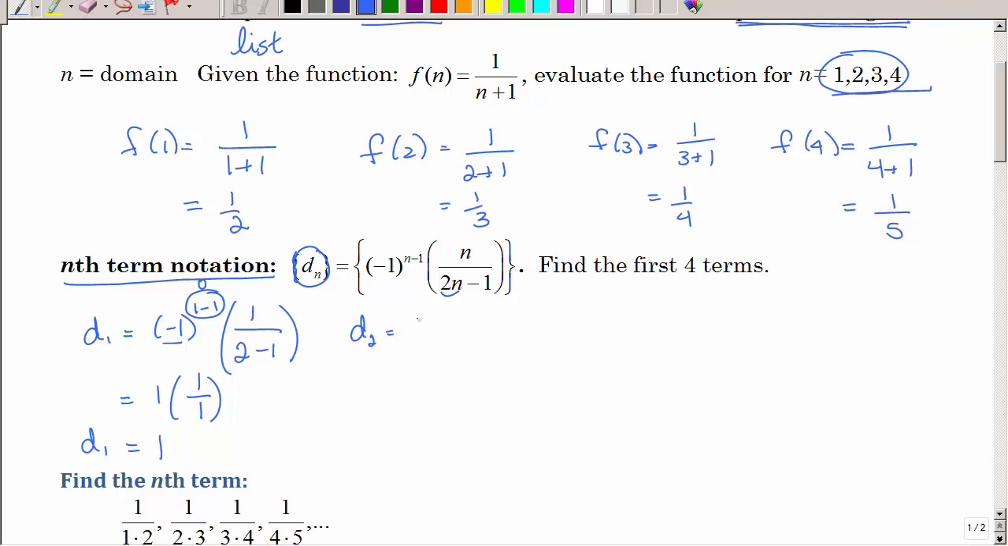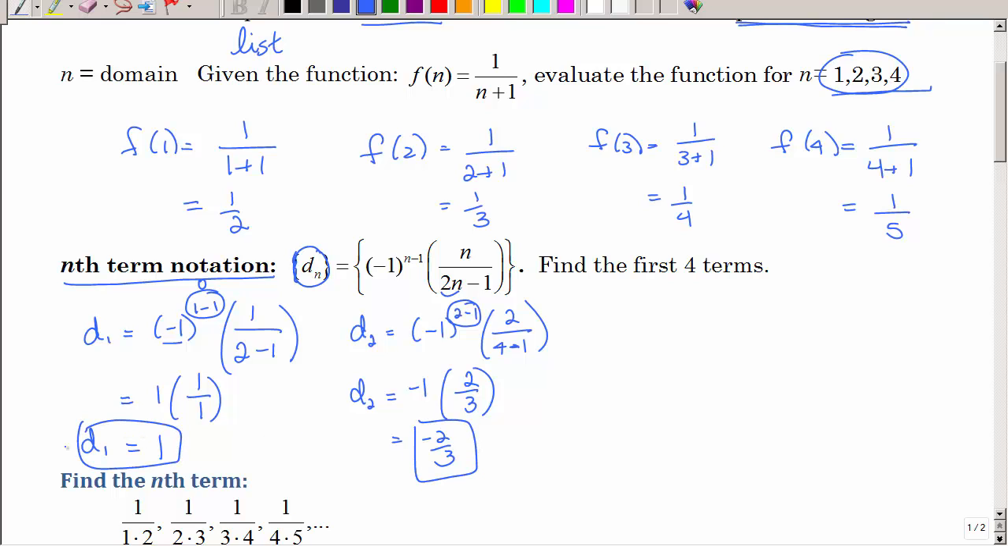What about the second term? Again, everywhere there's an n, we're putting in a 2. So that's going to be -1 to the first power. That's going to be 2 over 3, which is -2/3. So our first term was positive, our second term was negative. What about our third term?